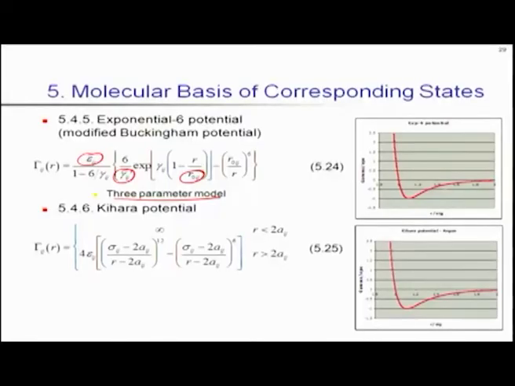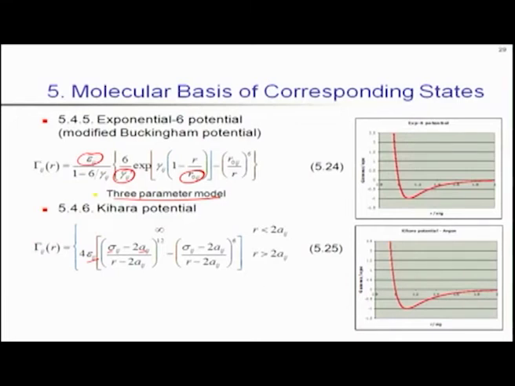The exponential 6 model has 3 parameters, and hence many molecules such as alkanes are very well fitted with exponential 6 models. On the other hand, if the molecule is non-spherical, then it becomes a problem using this kind of potential model, and the Kihara potential turns out to be one of the good models for that. It has epsilon, sigma, and A as parameters, and thus again has 3 parameters.